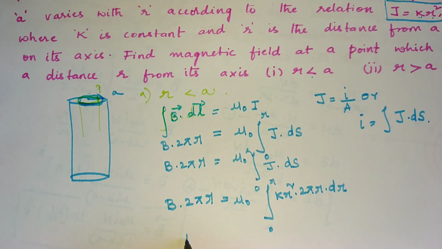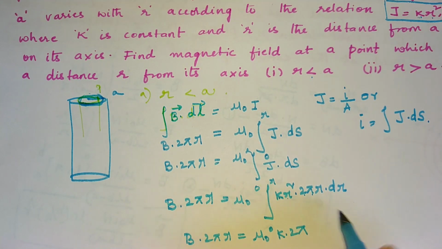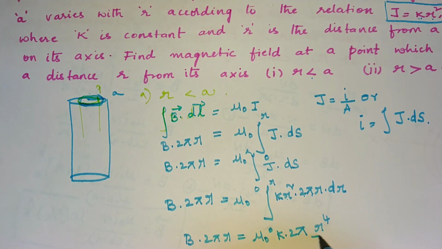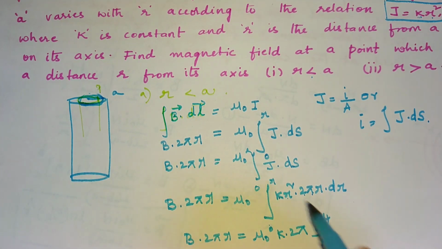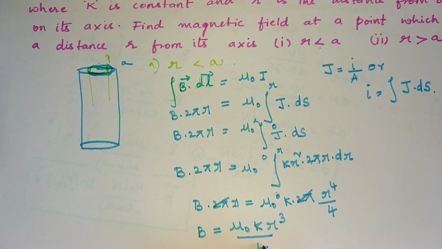Integrating, B into 2 pi r is mu naught; K is constant, 2 pi is constant, so K into 2 pi, r square into r is r cube, and the integral of r cube is r to the power 4 by 4. Anyway, the limits are from 0 to smaller r. I am just leaving the value like this. So what should be the magnetic field? 2 pi and 2 pi get cancelled, r also gets cancelled, and it is mu naught K into r cube divided by 4.